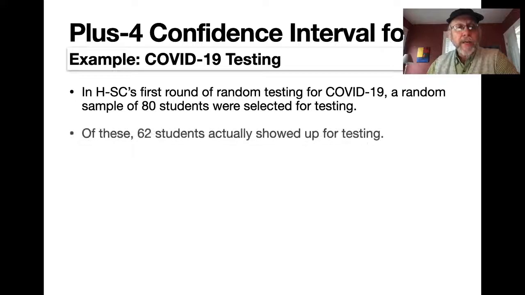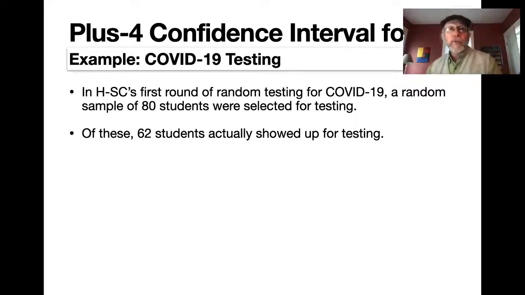Now, not all of those 80 actually were tested. In the first place, there was some non response. Only 62 of the 80 students actually showed up for their tests. So 18 of the students decided not to participate, and so we would consider that non response in our data. So the non-response rate would be 18 over 80. That's almost 25%. So that's a pretty big non-response rate.